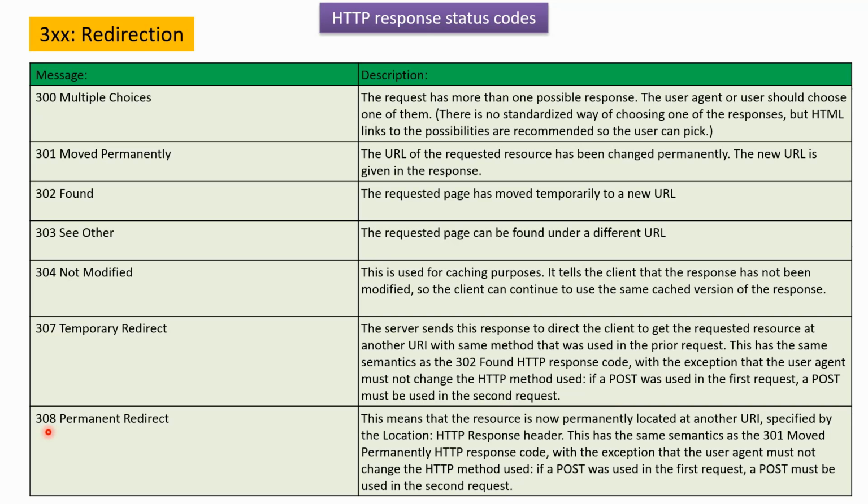Status code 308, which is nothing but permanent redirect. This means the resource is now permanently located at another URI specified by the location HTTP response header. This has same semantic as 301 moved permanently HTTP response code, with the exception that the user agent must not change the HTTP method which was used. If a post method was used in the first request, then the post method must be used in the second request.